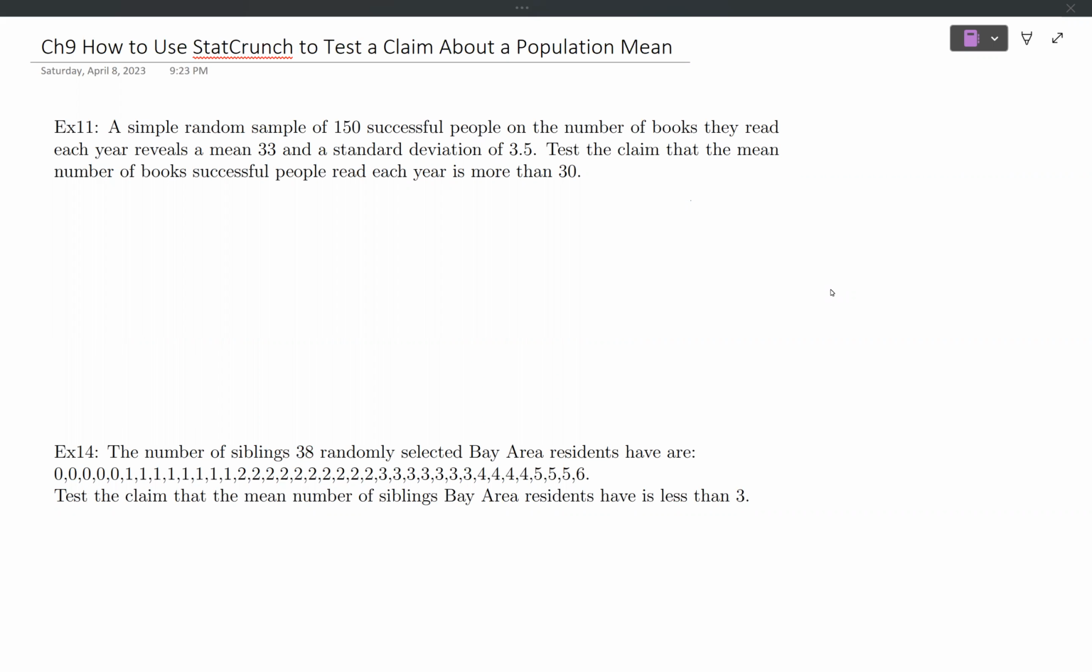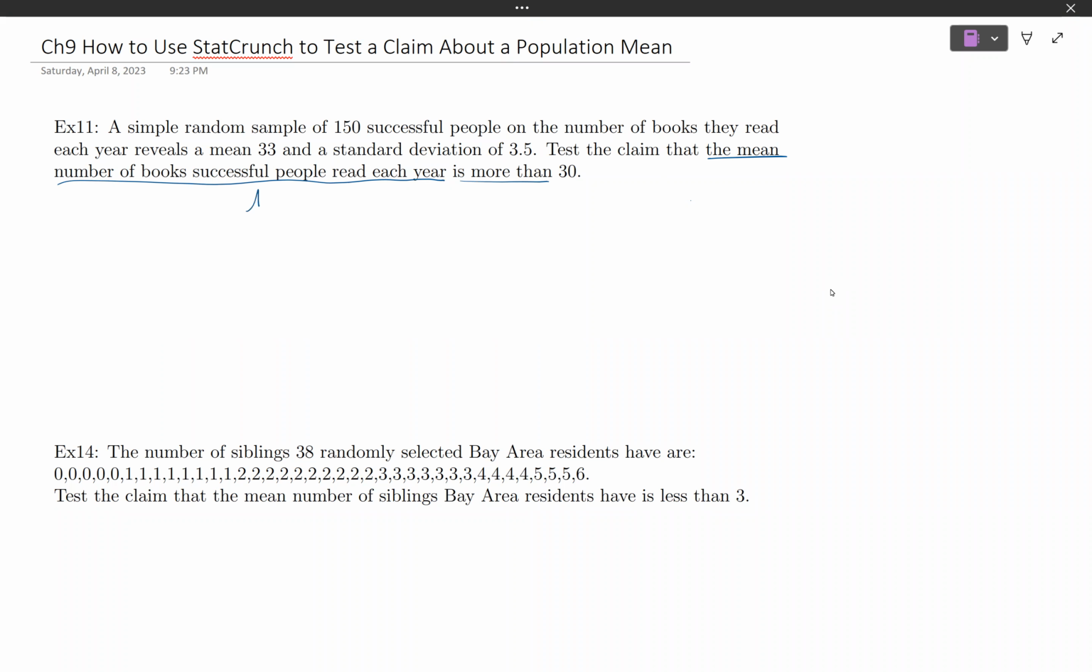Today we explore Chapter 9, how to use StatCrunch to test a claim about a population mean. In exercise 11, we have a simple random sample of 150 successful people on the number of books they read each year, and the sample reveals a sample mean of 33 and a sample standard deviation of 3.5. We're going to use the sample to test the claim that the mean number of books successful people read each year is more than 30.